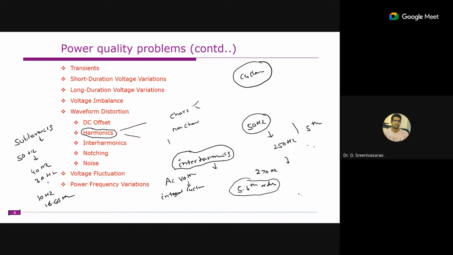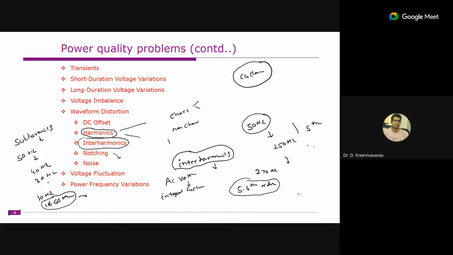So we have characteristic harmonics and non-characteristic harmonics. Similarly, we have interharmonics and subharmonics. Interharmonics are not integer multiples of the fundamental frequency, whereas for subharmonics the harmonic order is less than 1, like 0.8 order harmonics. For example, the 16.67 Hz harmonic is usually produced from the electric traction supply.